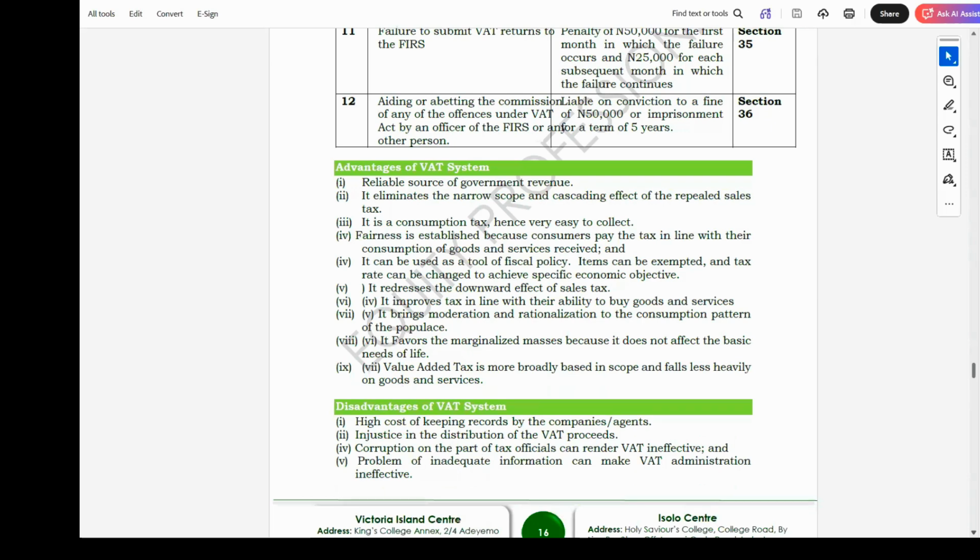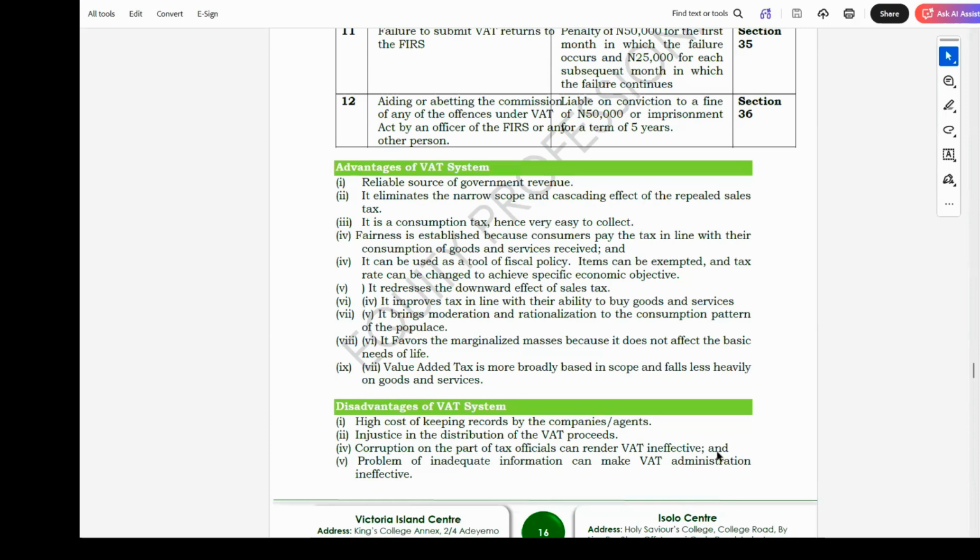As we have advantages, we also have disadvantages. High cost of keeping records by company agents, because by law you must keep records relating to VAT. To keep records is not easy, so the cost of keeping records is very high. So it's a burden to some of the companies. Then injustice in the distribution of proceeds: some states are bringing in high amounts, yet you are sharing the same percentage to all of them, which is a major problem of VAT.